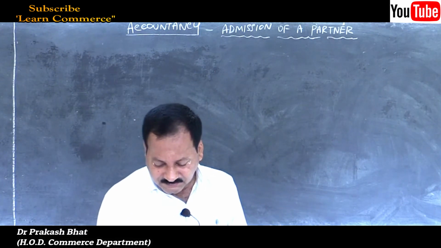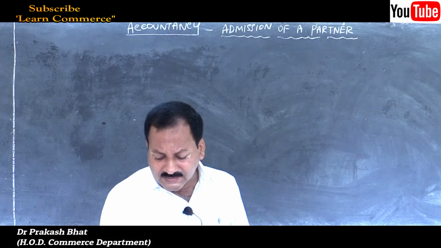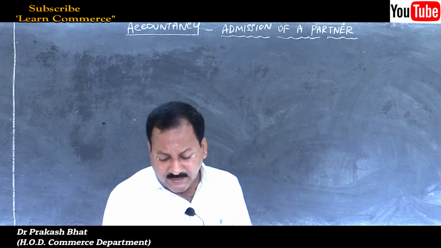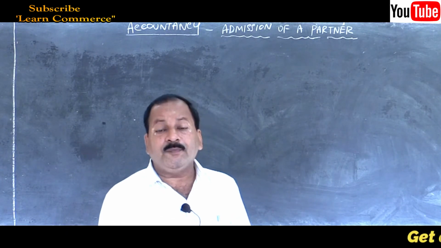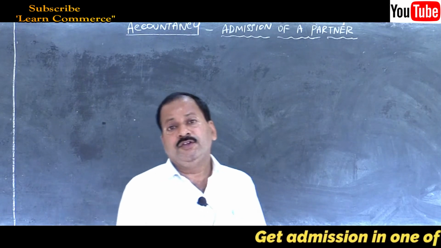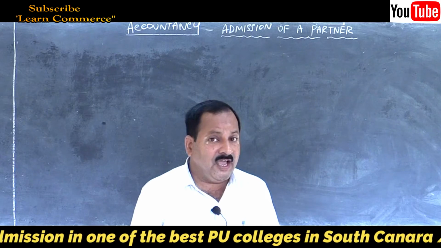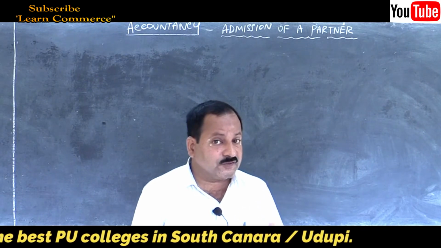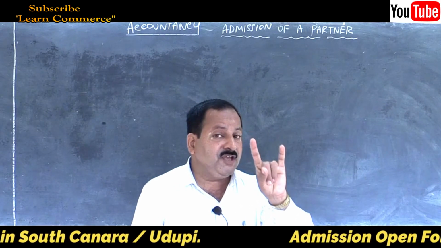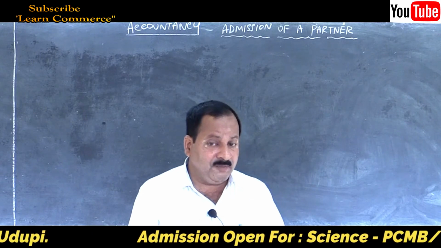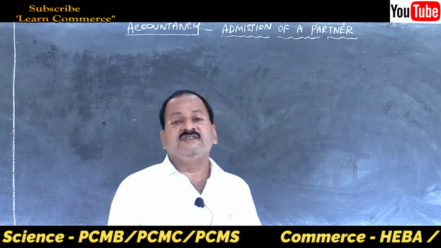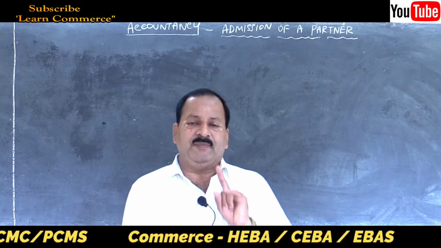Then 15,000 goodwill for his 1/5 share in future profits. The new ratio of the new partner is given. He has brought in cash towards goodwill, so this is the premium method. Remember, premium method. Whether goodwill is withdrawn? No, nothing is mentioned. So this is the first method of treatment of goodwill.